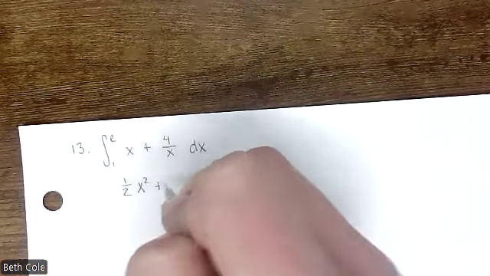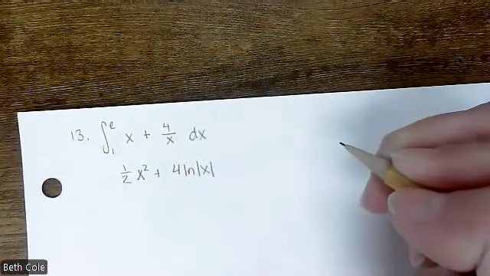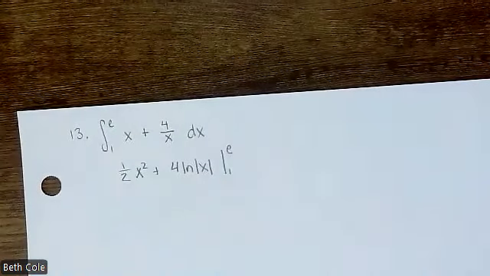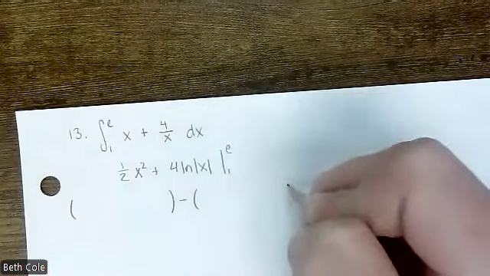X squared. Good. Plus, and then I said this one, it's 4 ln x. We're not going to put a plus c. It's such that 1 to e. We're going to do upper minus lower, and you're going to have to fight all the way to the bitter end because this is going to be multiple choice.